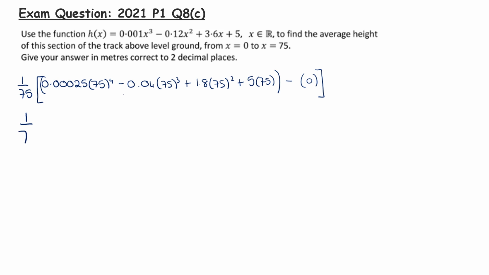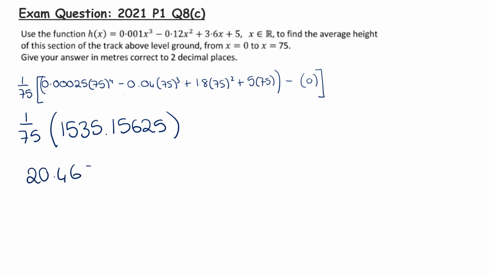1 over 75, and when you work this through, I get 1535.15625, and that works out as 20.46875 meters. It asks it to 2 decimal places, so 20.47 meters. So that's our average height.